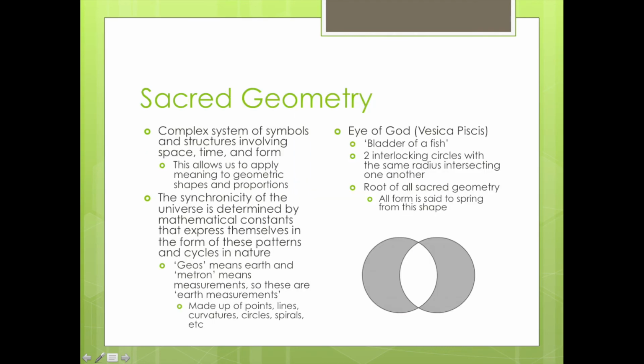So, sacred geometry is a complex system of symbols and structures involving space, time, and form. This allows us to apply meaning to geometric shapes and proportions. The synchronicity of the universe is determined by mathematical constants that express themselves in the form of these patterns and cycles in nature. Geos means earth, and metron means measurements. So these are earth measurements, and they are made up of points, lines, curvatures, circles, spirals, etc.